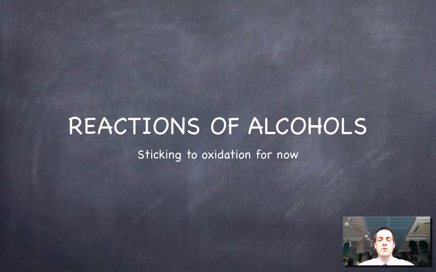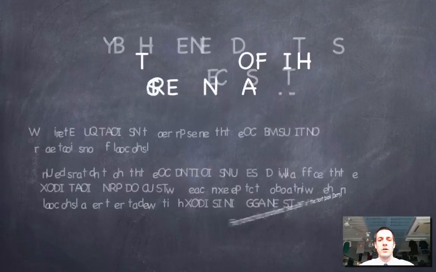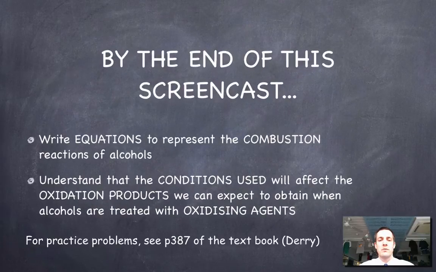In the previous few films we've looked at functional groups that can contain oxygen, and here we're going to look at how we can convert some of those functional groups into others, in particular the alcohols and the oxidation reactions of alcohols. Okay, so we're going to start off by looking at the combustion of alcohols, so we're going to try and burn them and write equations.